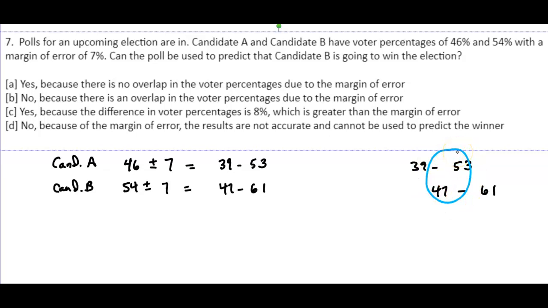And because there is an overlap, we cannot predict that candidate B is going to win using this poll because of the overlap. So your answer in this case is B. There is an overlap in the voter percentages due to the margin of error.